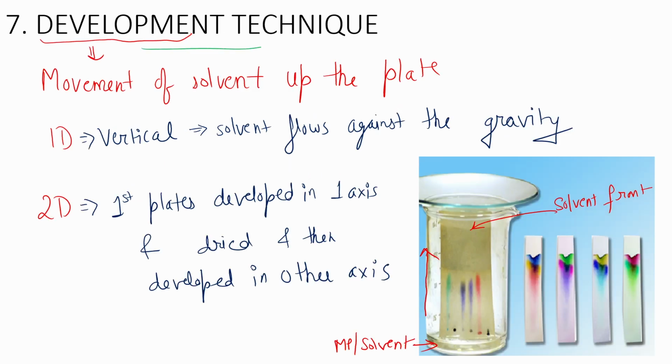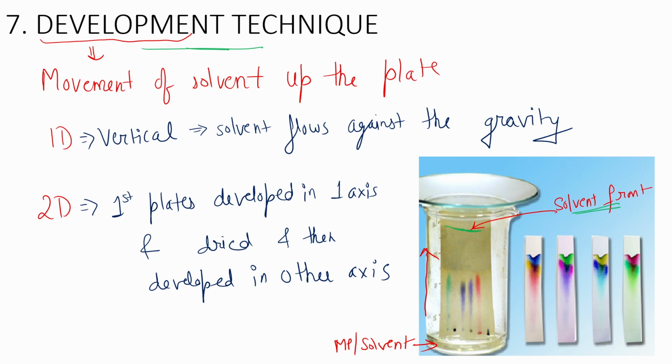Next point is development technique. Development refers to the movement of solvent up the plate. For example, if this is development tank and TLC plate is put inside it, then the movement of this solvent in upward direction, that is, it will flow against the gravity, is known as development. And once the solvent has traveled a sufficient distance, for example, if this solvent has traveled up to this distance, it is known as the solvent front. And if this solvent front has traveled a sufficient distance, we can remove the plate from this chamber.